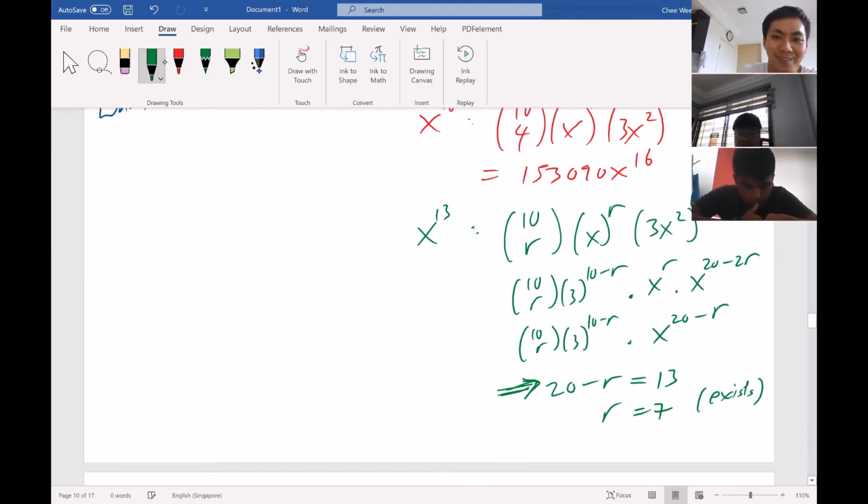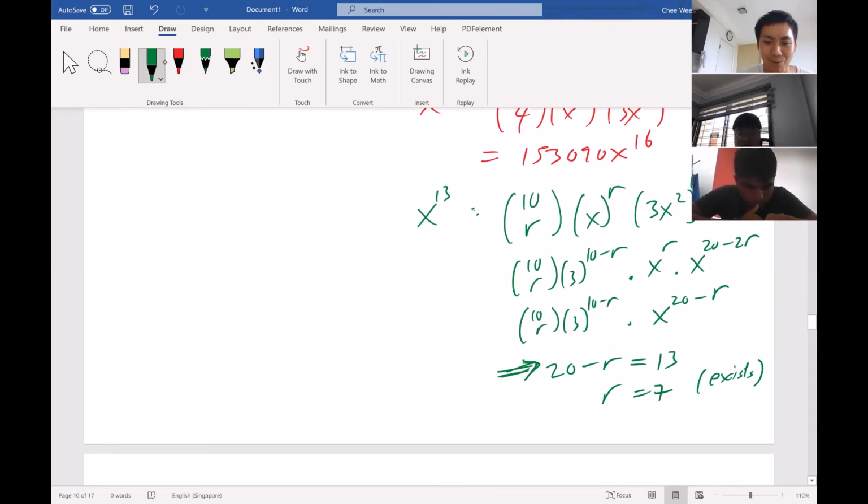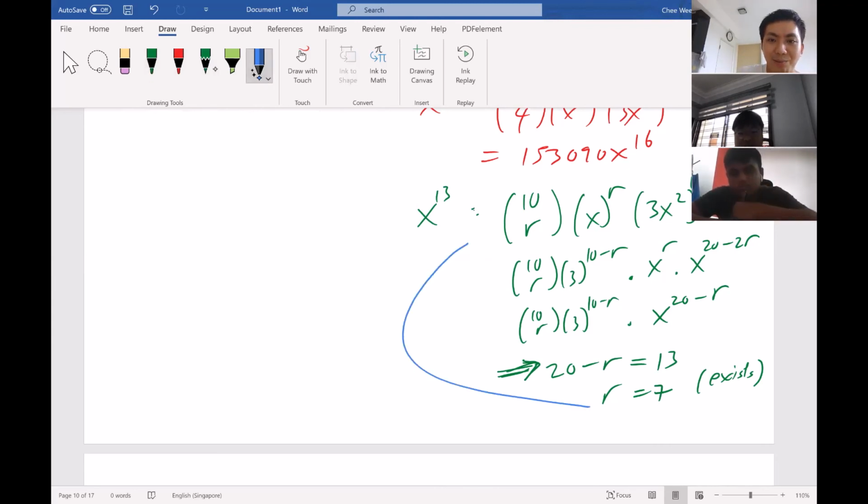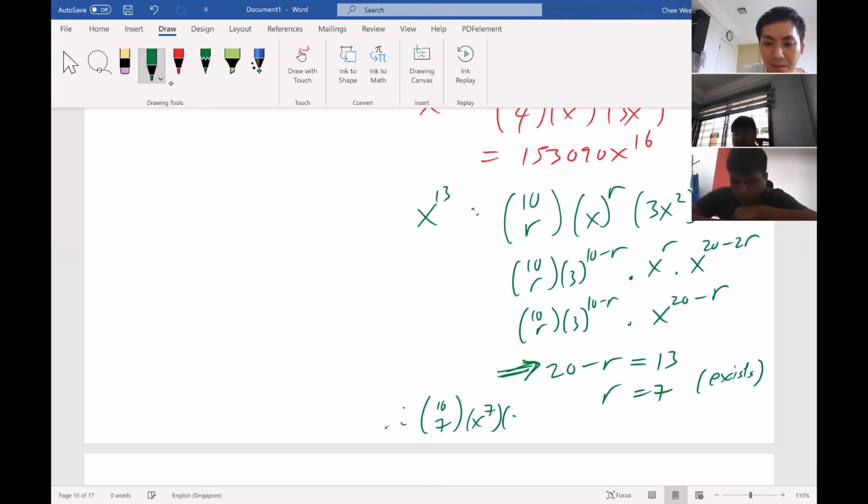Oops, my fault, okay? I purposely gave an odd number thinking that it won't exist really. So if you can do this, also can. That means you know that r is 7, right? Immediately push 7 inside here will do, okay? So it's 10 choose 7 and x to the power of 7, 3x squared to the power of 3. Okay. So that gives you 10 choose 7 times 27, giving you 3240 x to the power of 13, okay?